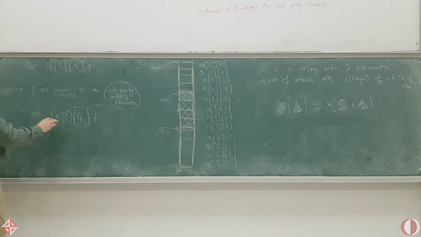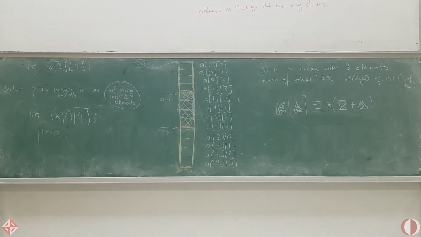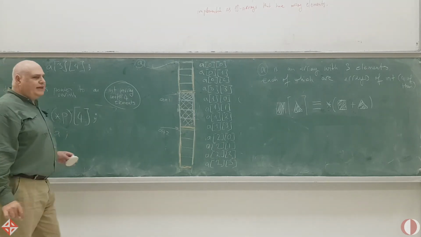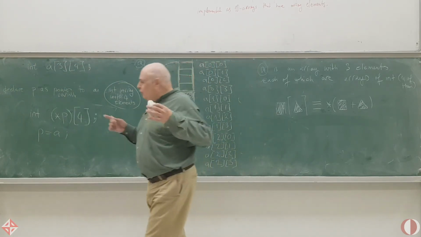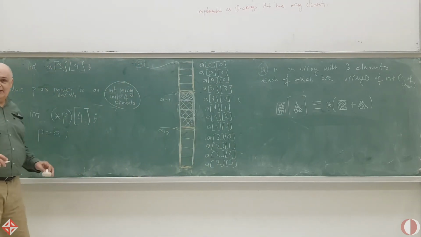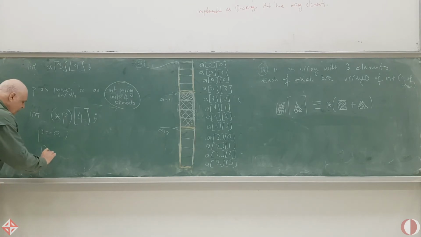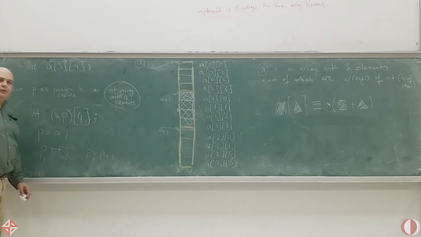This is defining a compatible pointer with A. Now, P is equal to A will work, and you can do everything with P. Normally, you wouldn't do it, but can you increment P? Can you do this? P plus plus, which means P is equal to P plus 1. Can you do this? Yes, you can do this.